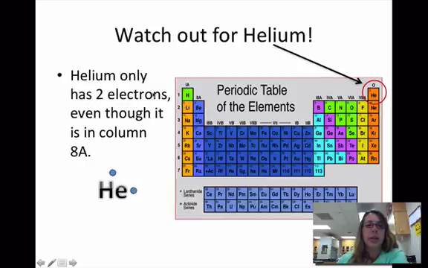All right, the only one you need to watch out for is helium. And just like I was saying before, you would see column 8A and think everybody has 8. Well, helium only has 2. So when you draw the Lewis dot diagram for helium, it either needs to look like this, or you can match them up just like that if you'd like to. It doesn't matter, you can do it either way.